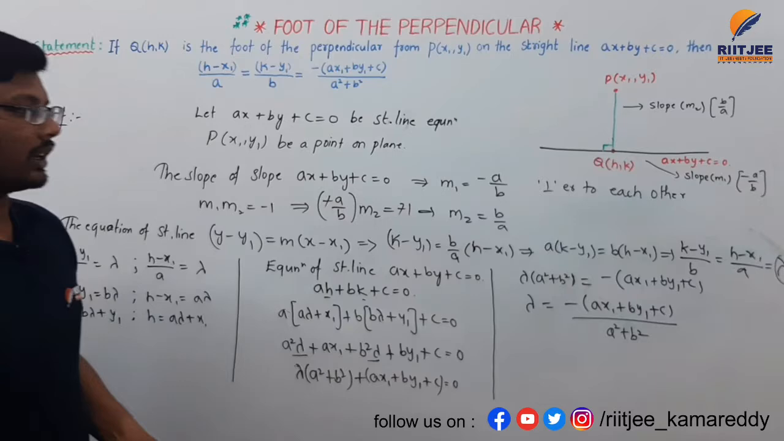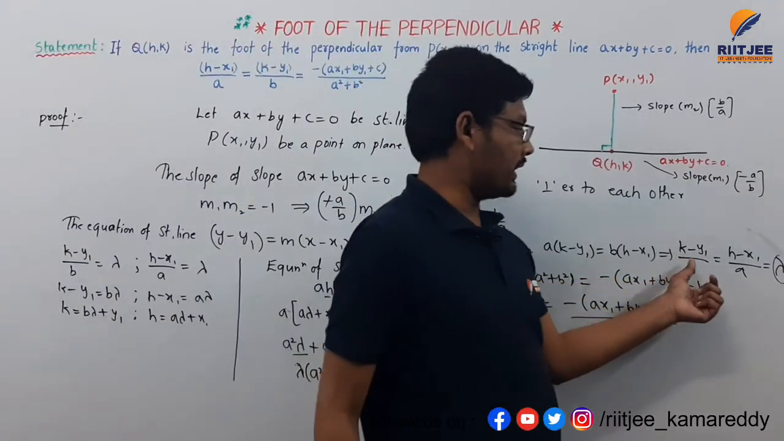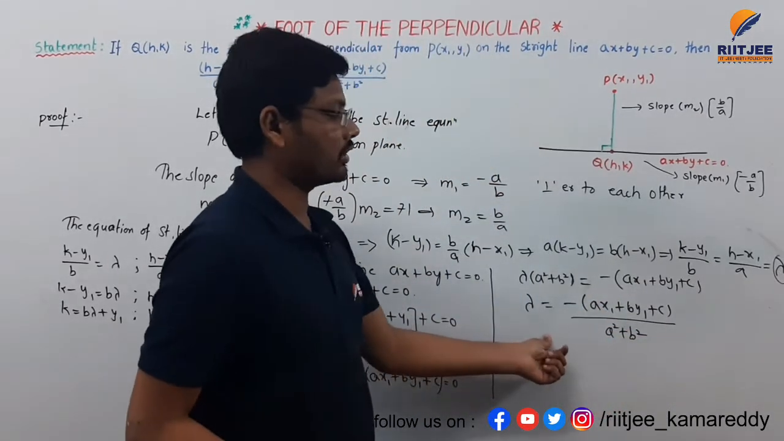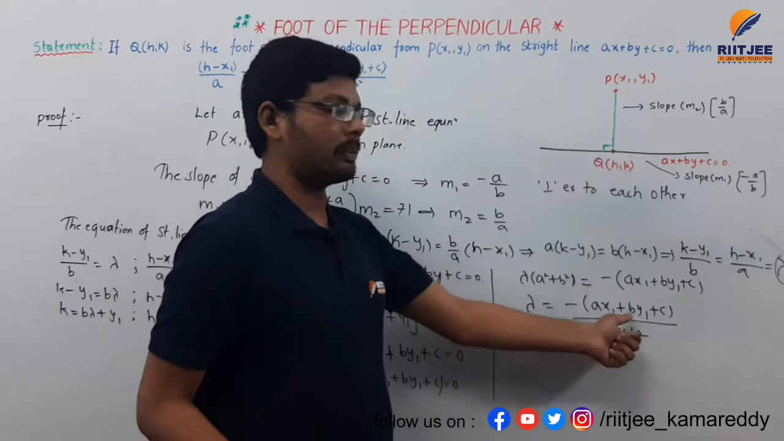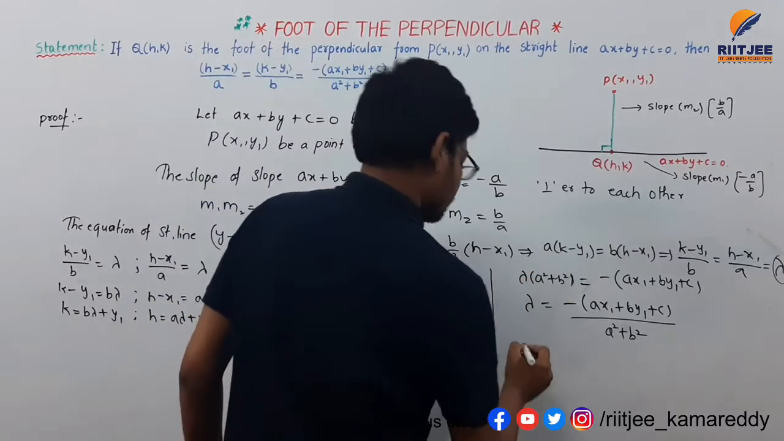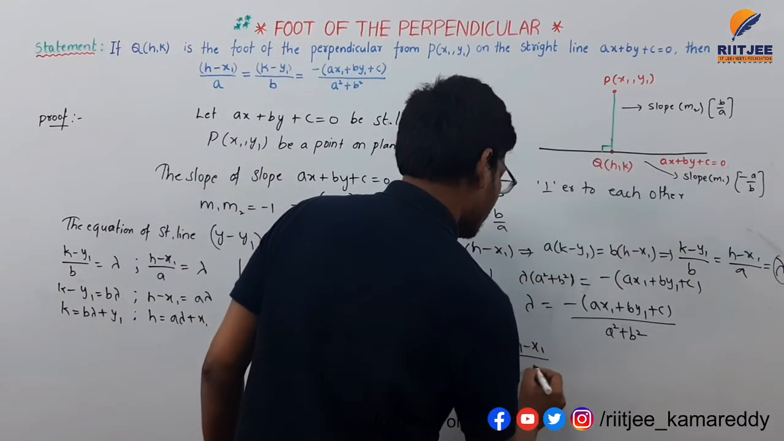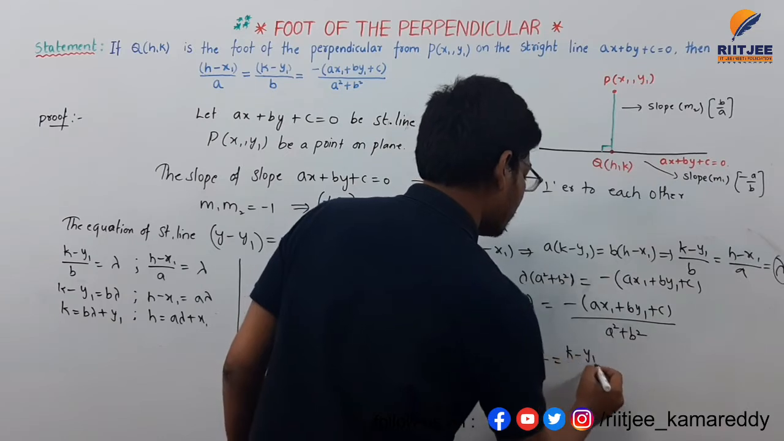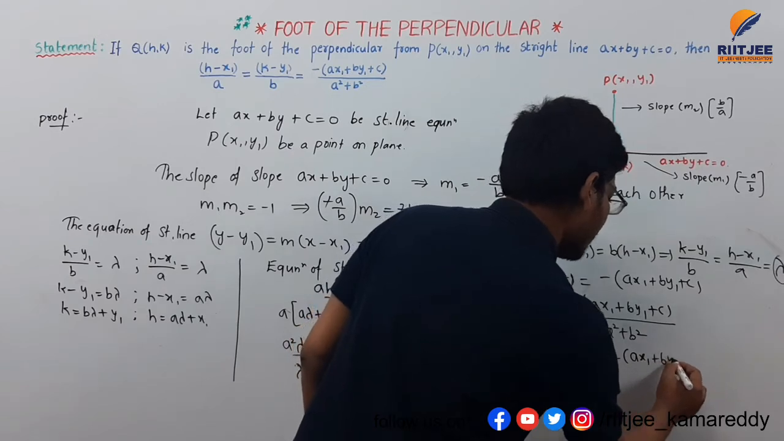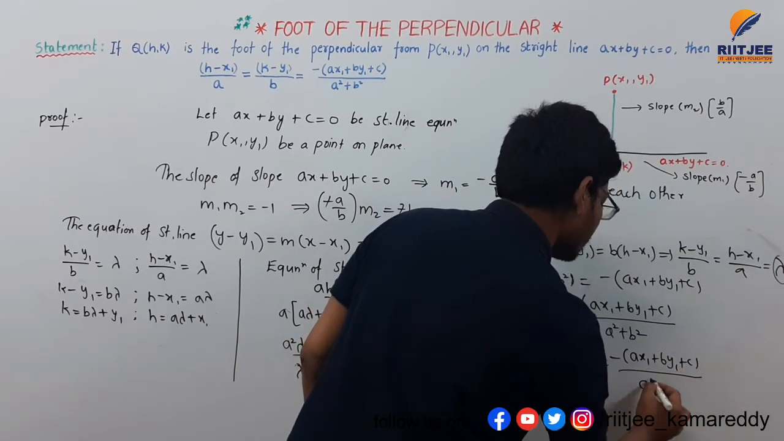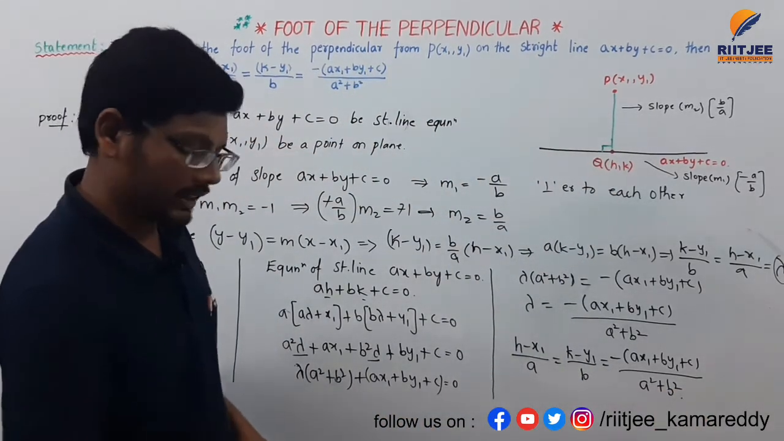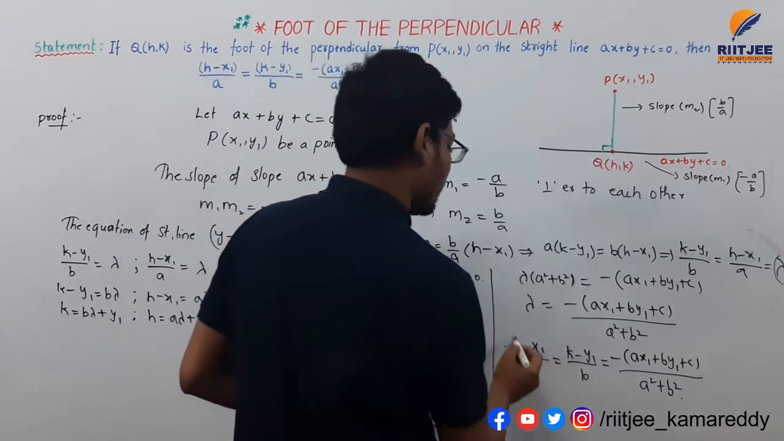So here if you observe, we assumed that k minus y1 by b is equal to h minus x1 by a is equal to lambda. Here we got the lambda value is equal to minus of ax1 plus by1 plus c by a square plus b square. So let's compare all the terms here. h minus x1 by a, k minus y1 by b is equal to minus of ax1 plus by1 plus c divided by a square plus b square. This is the final step for the foot of the perpendicular.